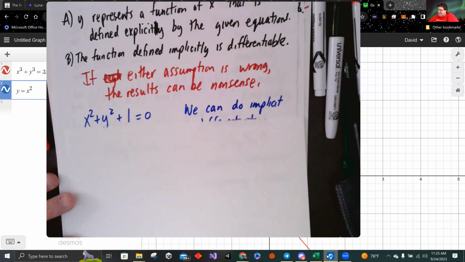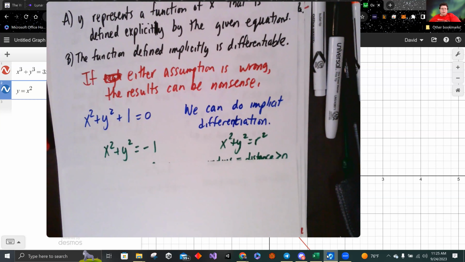For example, x squared plus y squared plus 1 equals 0. We can do implicit differentiation on this. But if we solve for x squared plus y squared, we get x squared plus y squared equals -1. X squared plus y squared is a circle in the xy plane, where the right side is the radius squared. R squared equals -1, so r is plus or minus i. It's not a real number, and a radius needs to be a real number because it's a distance. So this is kind of meaningless.